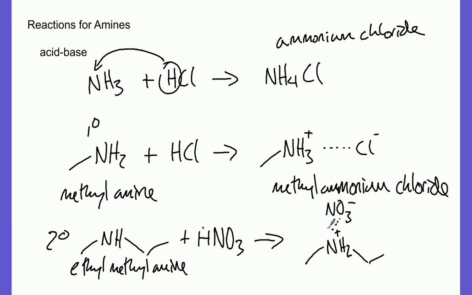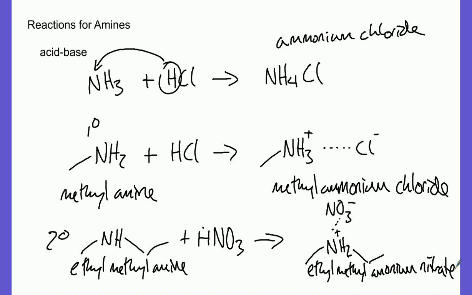Right? So let me see if I can write that in here. Ethyl methyl. Again, instead of saying amine, you'll just say ammonium. And then name the anion as well, the nitrate. And you got yourself a bonus point. So these are fairly easy. Just transfer a hydrogen from one thing to the other.